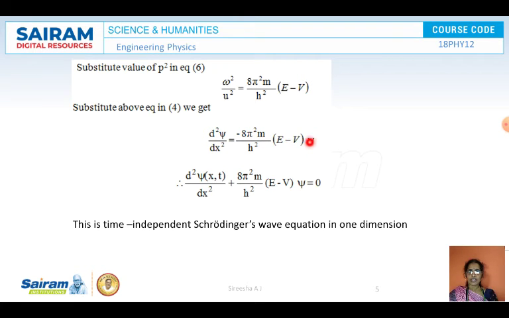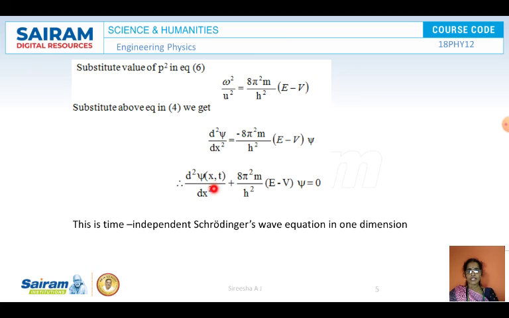Rearranging the terms, bring this term to the other side of the equation: d square psi, a function of x, by dx square plus 8 pi square m by h square into E minus V into psi equals 0. This is the time independent Schrodinger's wave equation in one dimension, because we have taken the x direction only, along the x axis.